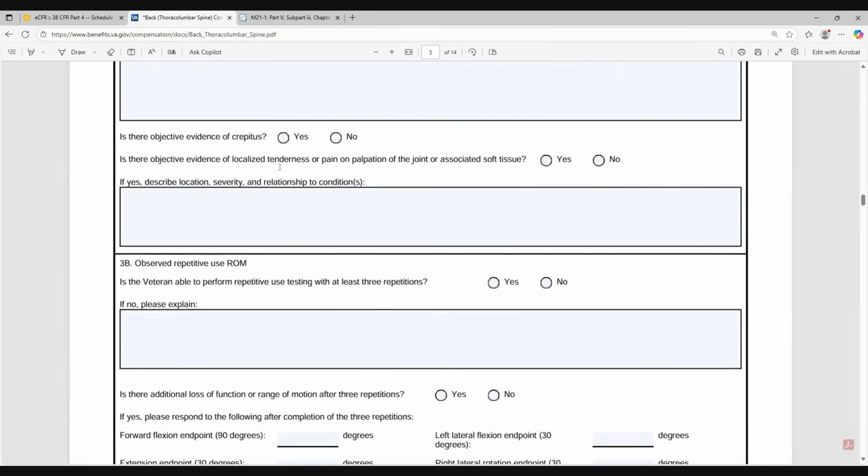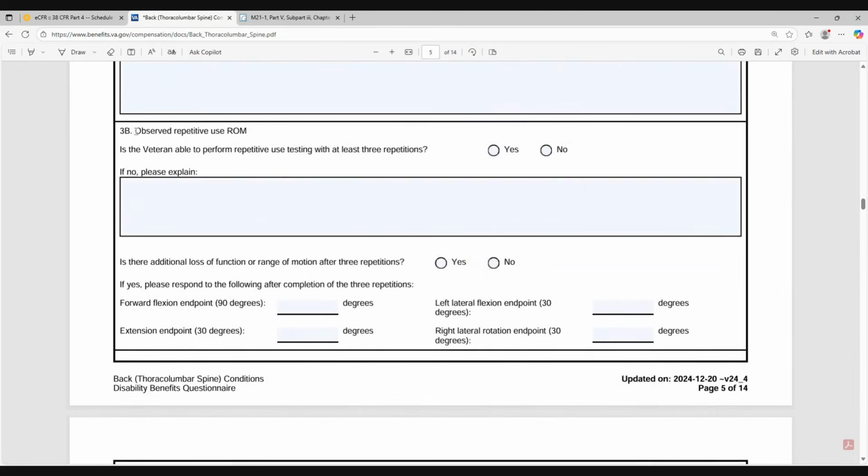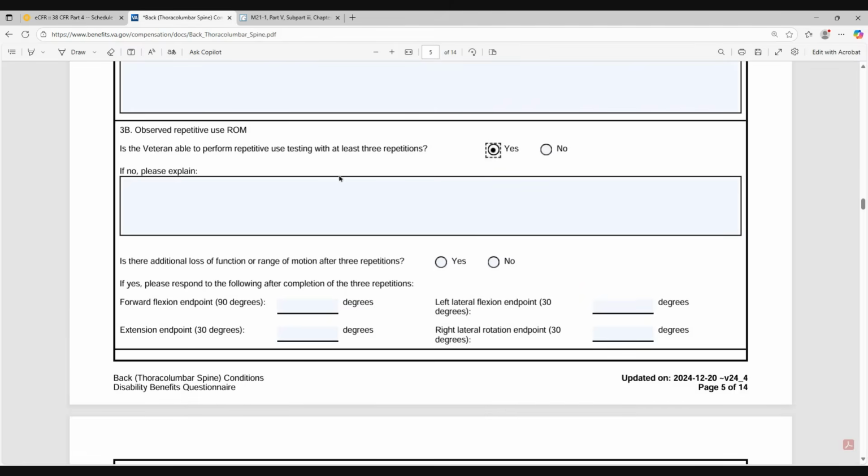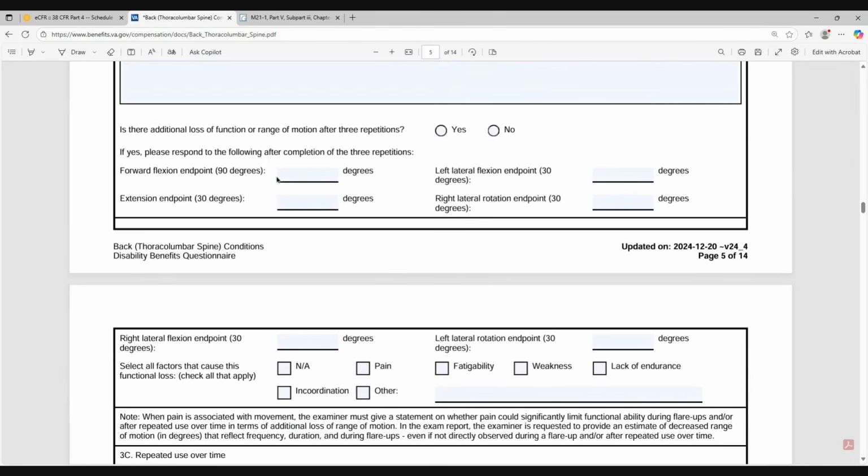So the next part that the rater will take up is the observed repetitive use. That's the next section that we use in our evaluation when we put it into VBMS. Now, if you have a contraindicated medical condition, like let's say you recently had surgery and you can't do this, well, they would mark no. But typically, if you don't have surgery or some kind of contraindication, they will mark yes, and then we come down here.